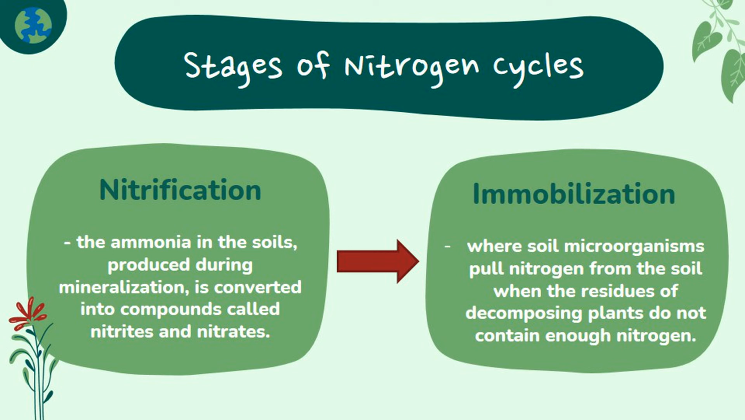The fourth stage of the nitrogen cycle is immobilization, where soil microorganisms like plants pull nitrogen from the soil when the residues of decomposing plants do not contain enough nitrogen. Immobilization is important because it helps control and balance the amount of nitrogen in the soils by tying it up, or immobilizing the nitrogen in microorganisms.